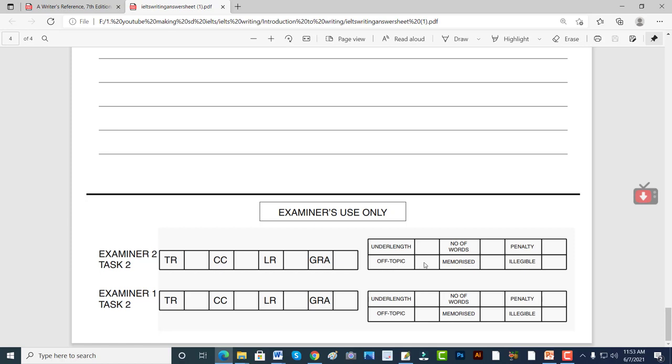Off topic. They told you to write about the importance of computers in education, but you have written only about the importance of computers. That is totally off topic. You cannot expect a better score. Number of words. They will count it. Memorized answers. Sometimes some people say that industry is the key to success in life, honesty is the best policy. No, from that you cannot expect a better score. Penalty: how much less score you will get. The examiner cannot read your writing, so you have to write clearly. So these are the things that we look for.